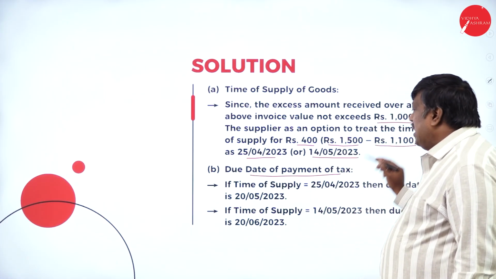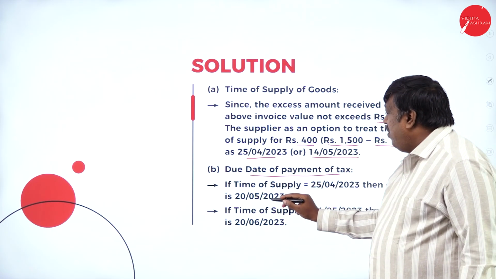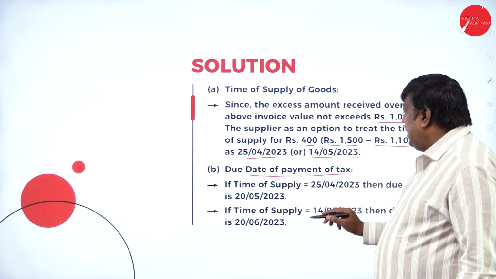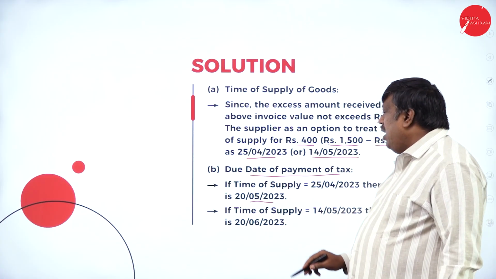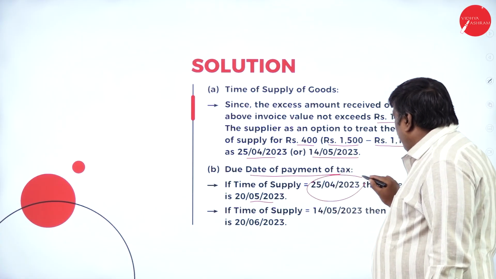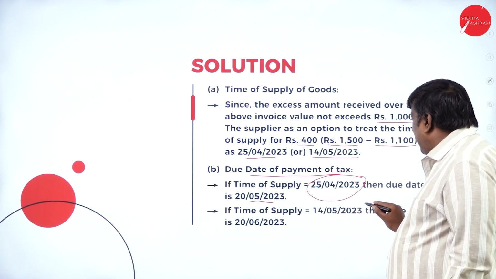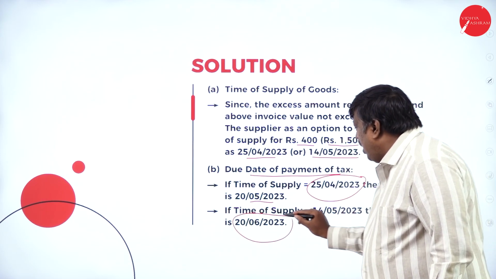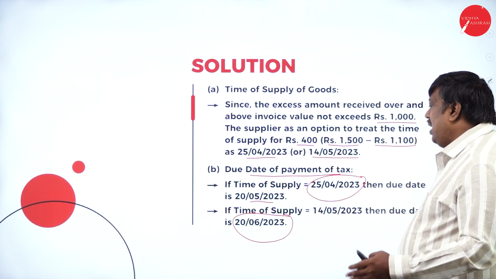What due date should be considered here? If the time of supply is 25th April, then the due date will be calculated from there. They have considered 25 days, so 20th May 2023 will be the due date. The due date for 25th April will be 20th May. If the time of supply is considered as 14th May, then the due date will be 20th June 2023. So these are the dates we have to record for the due date and the time of supply.